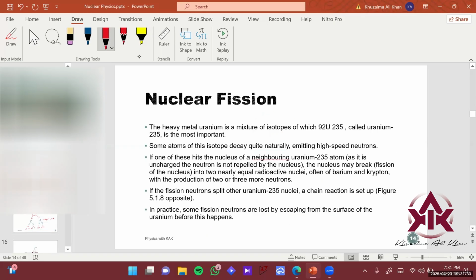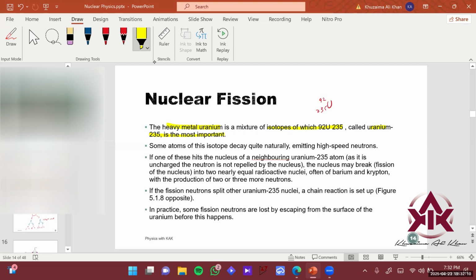So what is the content saying over here? The heavy metal uranium is a mixture of isotopes of uranium, 92 235, called uranium 235, which is very important because it is widely used in this process. When the process takes place, it starts to divide itself into two equal parts. And what does it also produce? It produces a huge amount of energy. That energy is also used in the current world to produce electricity.